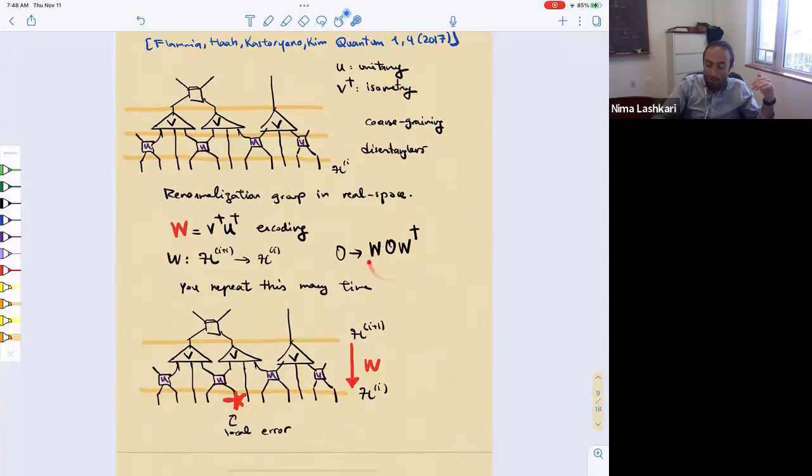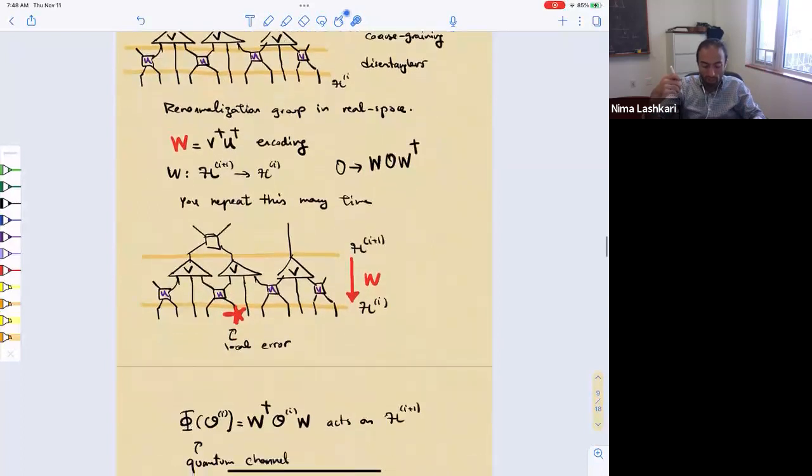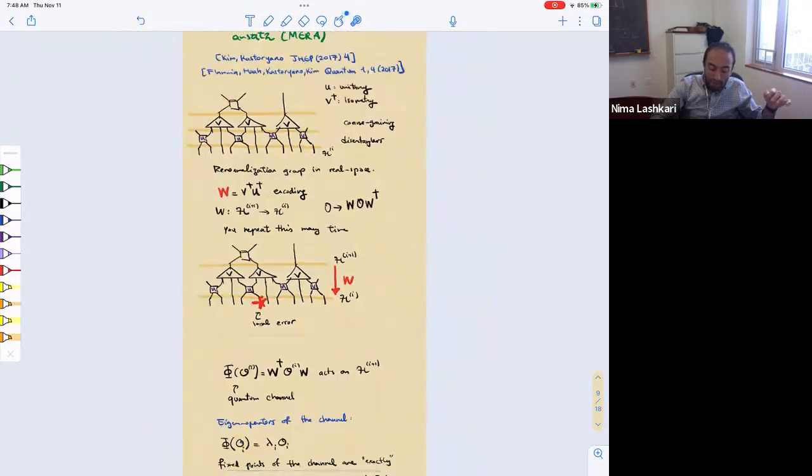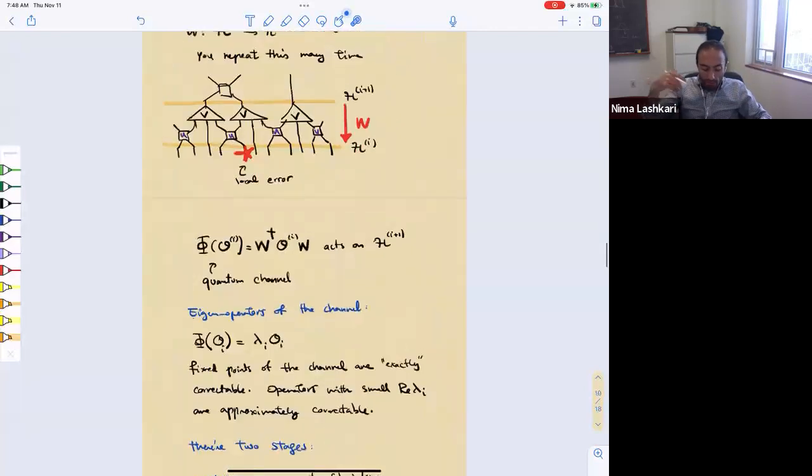What we discussed so far was renormalization as a classical channel, and this is going to be a quantum version of it. It's a quantum channel, as I just said. So we would like to again say that this local error in the infrared just disappears. And the idea is exactly what I said.